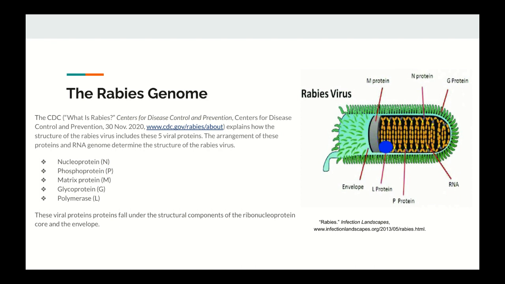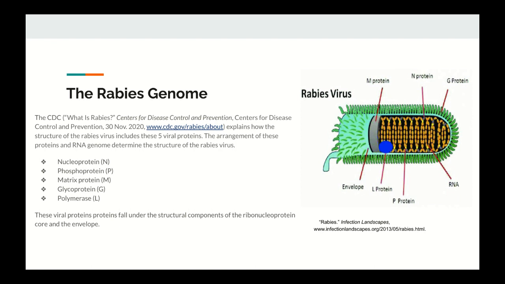The ribonucleoprotein core is also called the RNP. In the RNP, RNA is encased by the nucleoprotein N. Your phosphoprotein and your polymerase are also associated with the RNP. The M and G proteins, which are the matrix and glyco, are associated with the envelope.